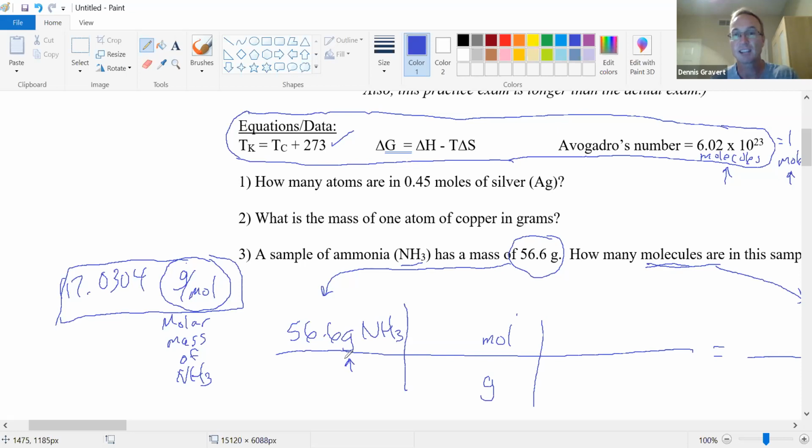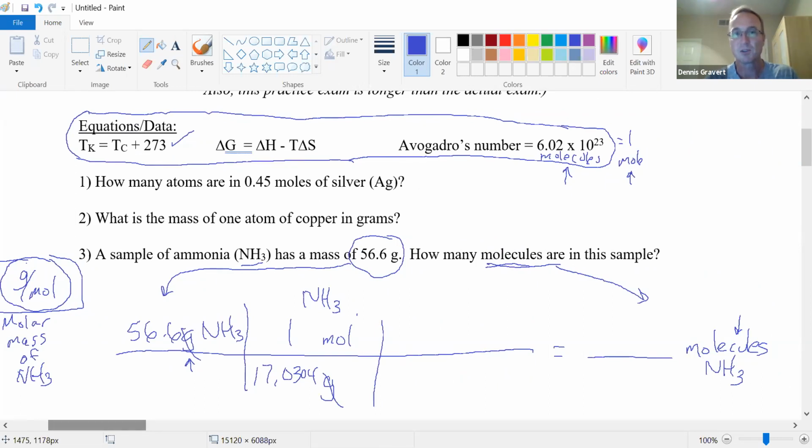So the G is actually down here. So you have to keep the G, the numerator part, with the number part. 17.0304 goes down here. And it turns out we're going to divide. You have to divide so that the grams will cancel out. And up on top, yeah, if you have 1 mole of NH3, they will weigh 17.0304 grams. Nice.